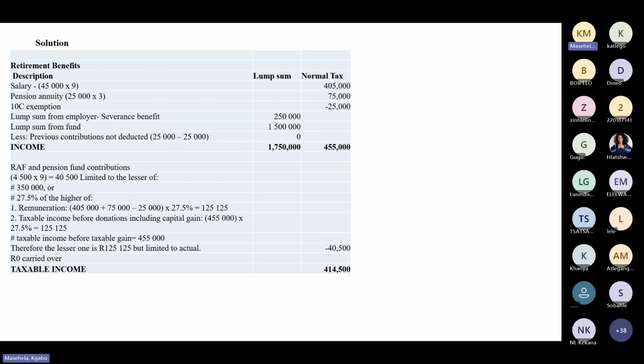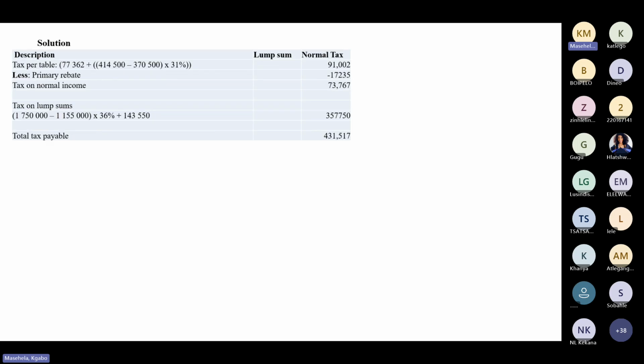Then taxable income is 404,500. And again, look at this. Tax per table. 414,500 minus 370. I still remember this. Yes, it's correct. We put 31%, not 36, because it does fall under this category, 31%. Plus 77,362, then you arrive at 91,002. You can verify on your side, guys.